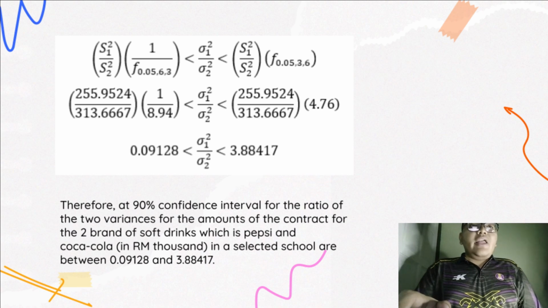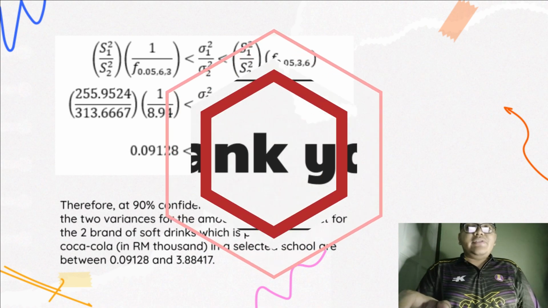Therefore, the 90% confidence interval for the ratio of the two variances for the amounts of the contract for the two brands of soft drinks, which are Pepsi and Coca-Cola in RM1000 in a selected school, is between 0.09128 and 3.88417.